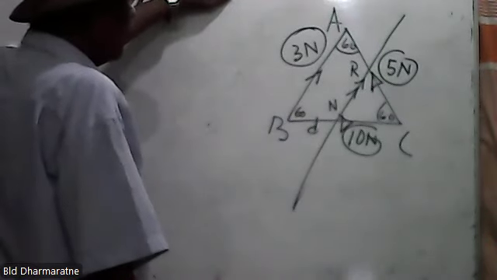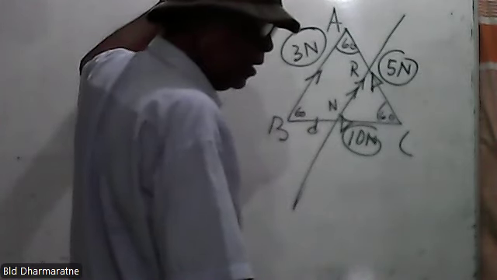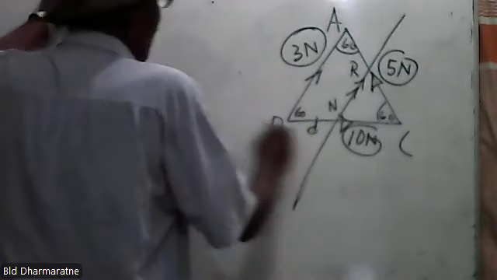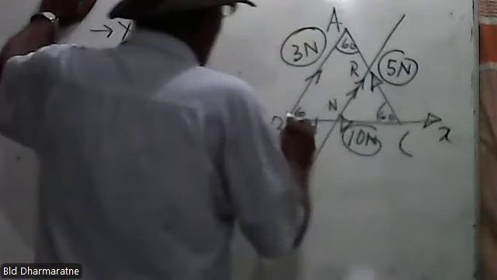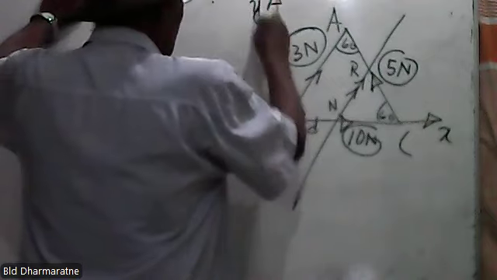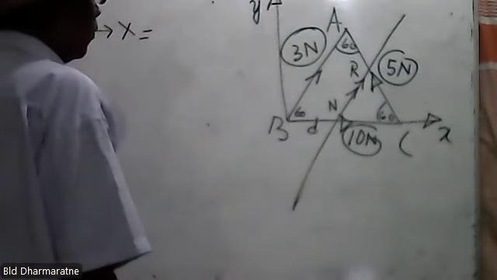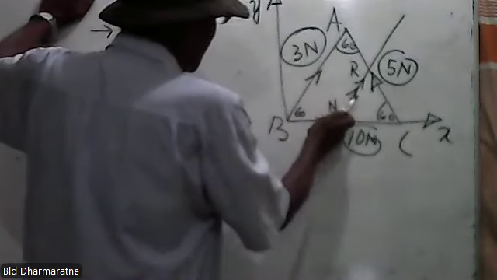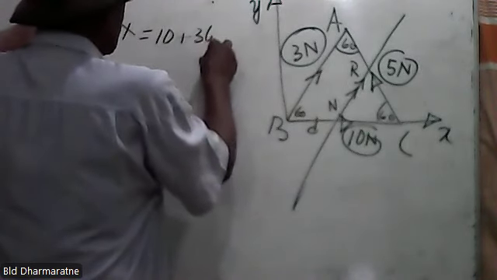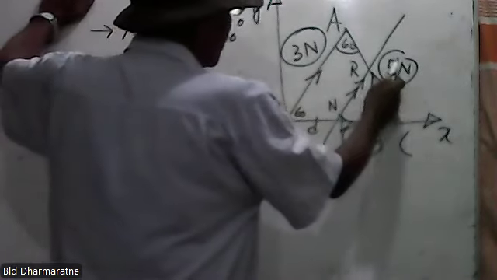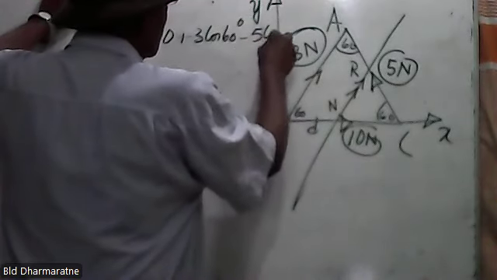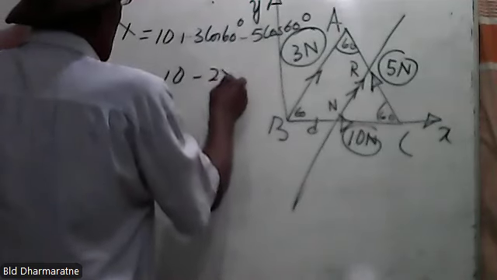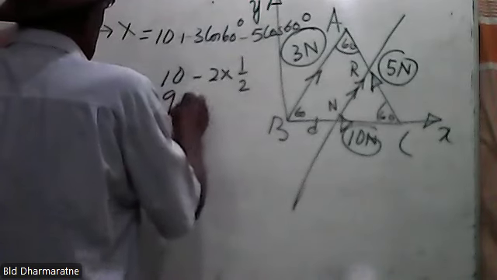Now what is to be done? First of all, to solve the forces, calculate the resultant and direction, right? Now we solve the forces. We say x-axis this one, and perpendicular here, y-axis. This is the origin, right? Now, solving: 10 coming first, then this one coming 3 cos 60 plus, this is solvable, 3 cos 60. This one minus 5 cos 60. Now we get 10 minus 2 cos 60. 2 into half, cos 60 is half, equals 9 Newton.